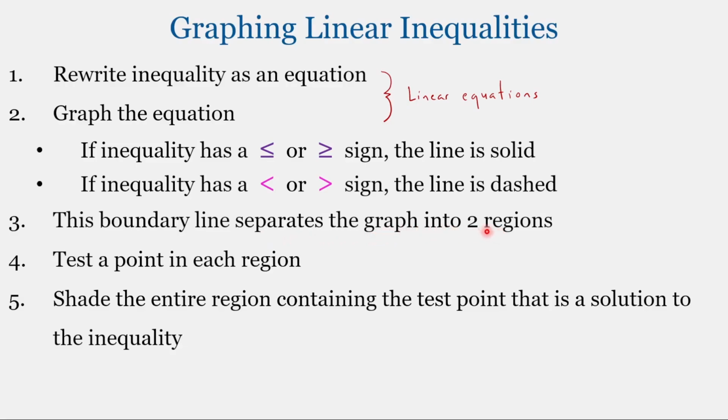The boundary line that we drew separates the graph into 2 regions. And we need to determine which one of those regions is correct, and we do this by testing a point in each region. Once we determine which region is correct, we shade that entire region, and every point in that region is a solution to the inequality. So let's practice a few.